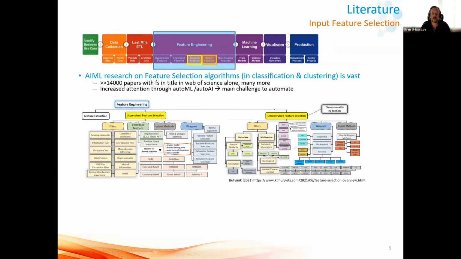This is basically a screenshot from Budvinik that just came out a week ago on KD Nuggets that tries to explain feature selection to practitioners. This is not a research topic. This is full force applied in this general domain of applied AI and ML out there. That's my point, right? It's not a taxonomy that has been out there.